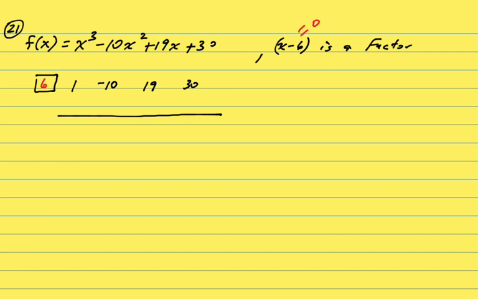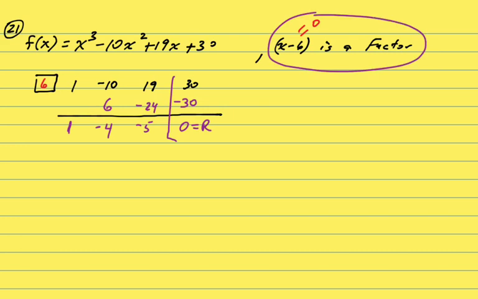Again, the procedure is you bring the first number down, so the 1 comes down. 6 times 1, you put it here, is 6. Then you add. Negative 10 plus 6 is negative 4. Multiply is negative 24. Add is 5. If I add these, I believe I get 5, so 6 times 5 now makes 30. This is negative 5. It gives me a negative 30, which makes the remainder 0, which has to be if that's a factor.